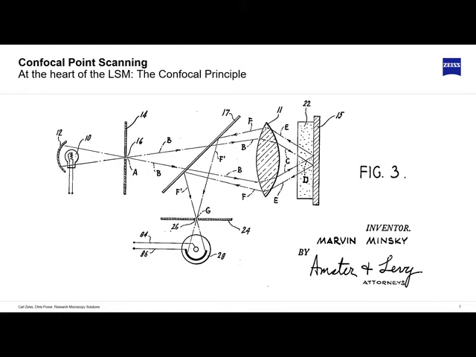This problem was luckily solved for us by a gentleman called Marvin Minsky. Back in 1956 in Harvard, Marvin sat down, thought about the problem of out of focus light, and presented this idea in a patent. This is the idea of having a pinhole in between the light source and the sample in order to create a focused spot. We've replaced that since with lasers, but also to have a pinhole on the return path.